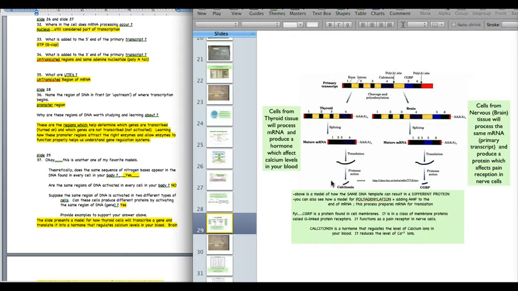So here a thyroid tissue making a hormone that regulates calcium. Here's brain tissue, brain cells, taking the same DNA, the same mRNA, processing it differently, and as a result, a different protein is translated. And this protein functions as a pain receptor. So, I don't know, to me that's fascinating. Same DNA, same pre-mRNA, different processing, as a result, different protein being made.